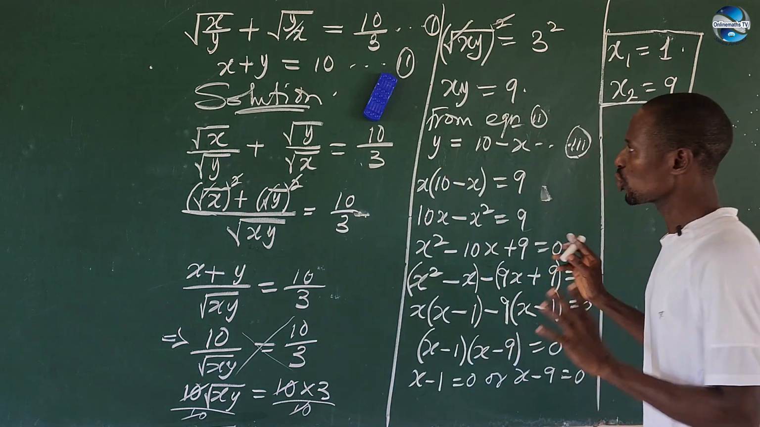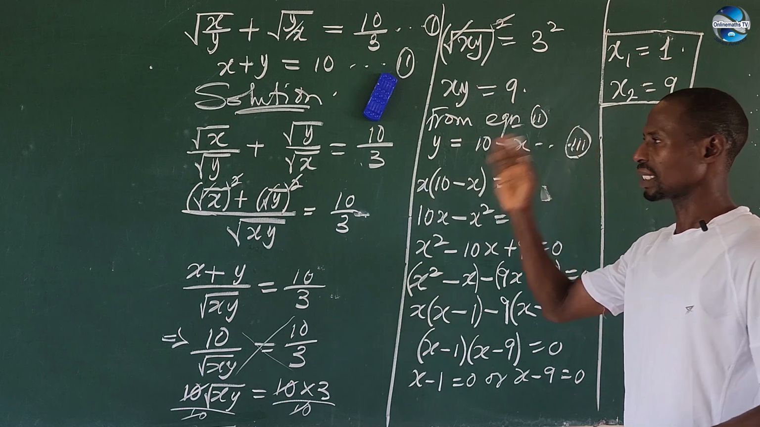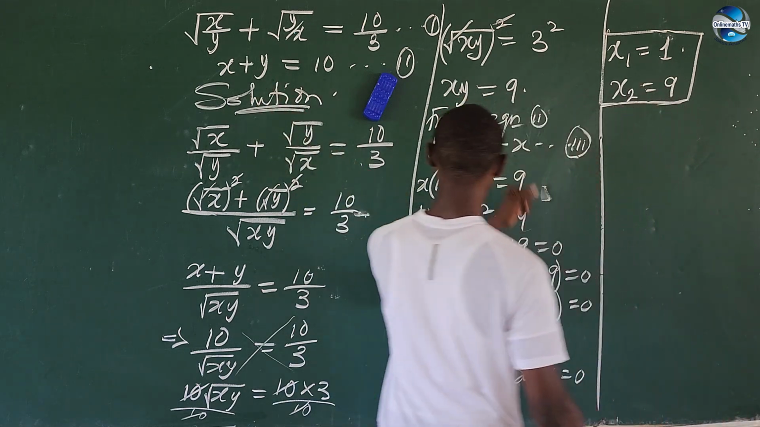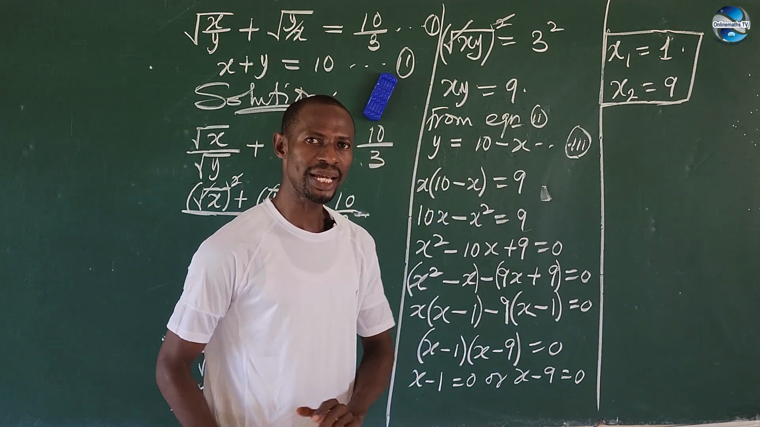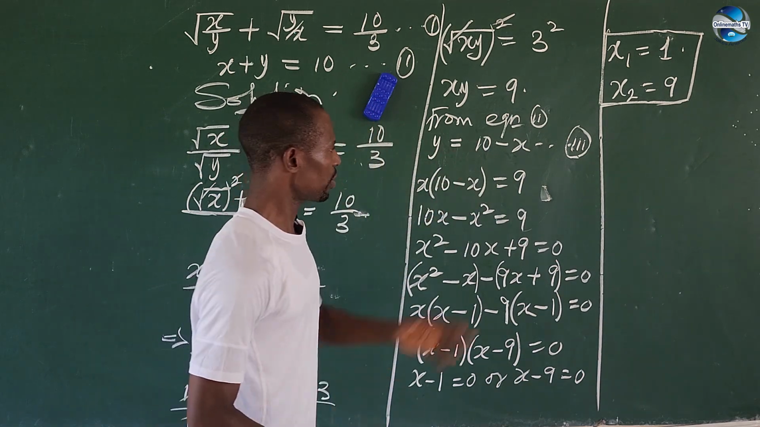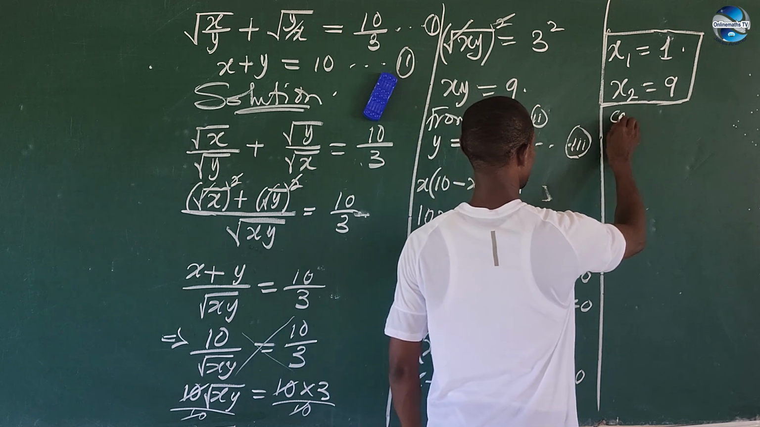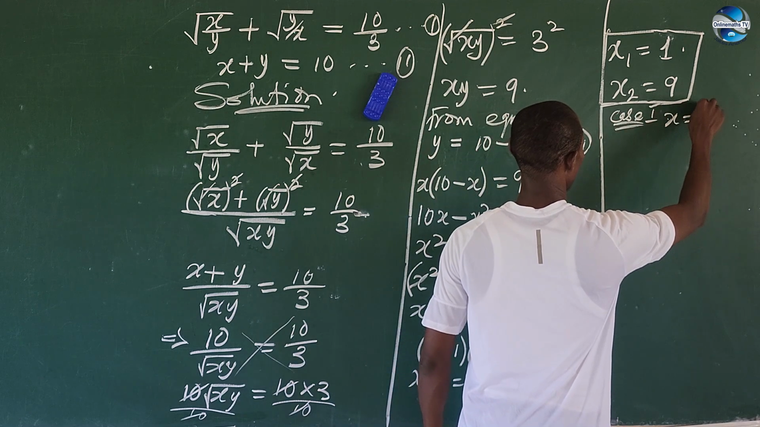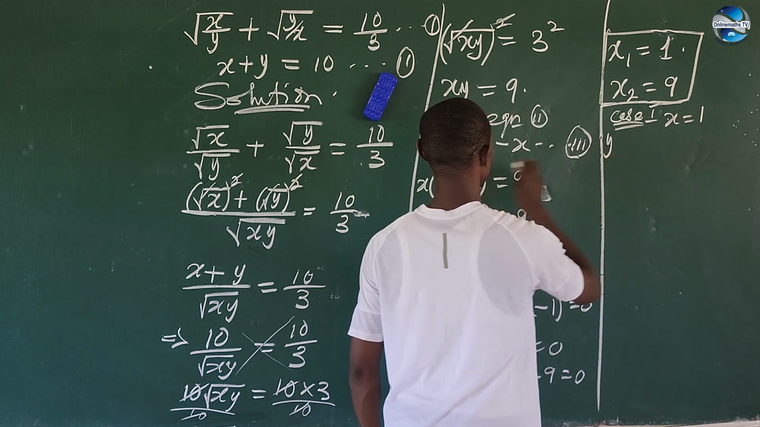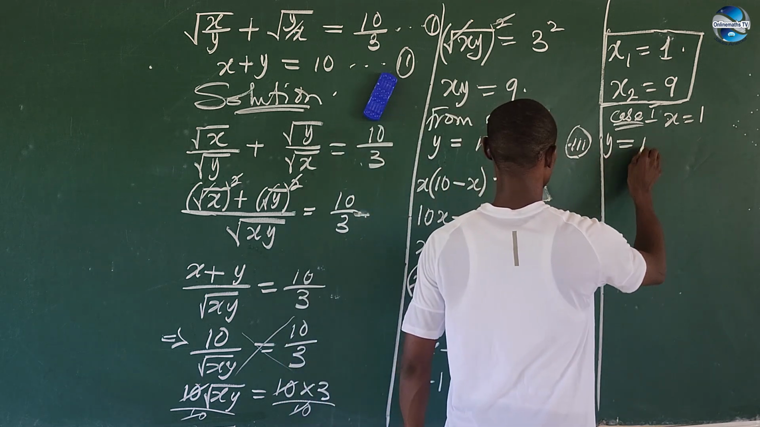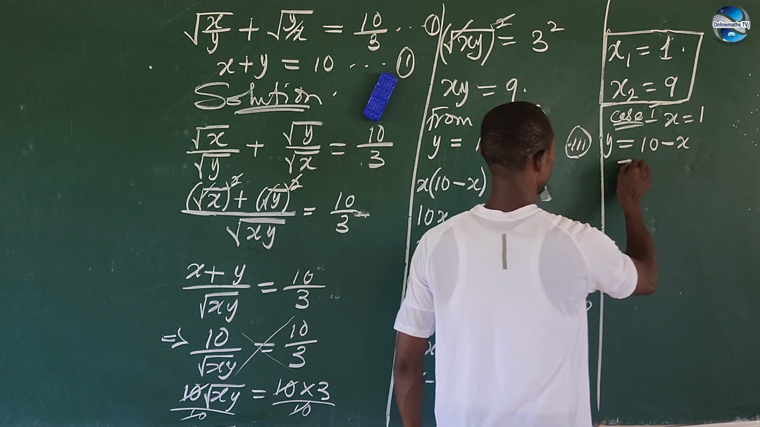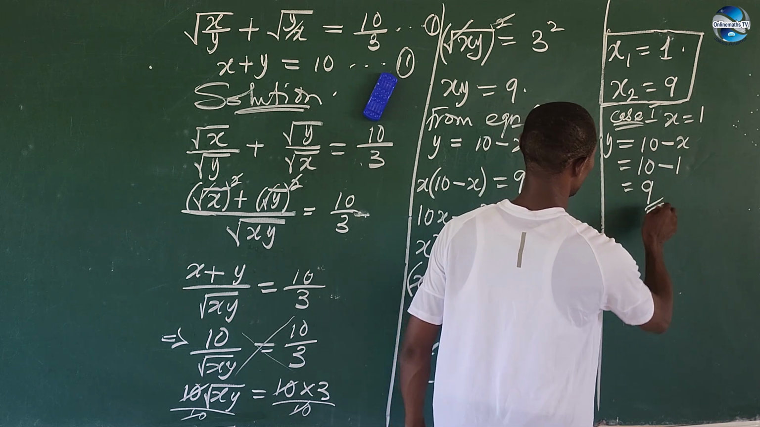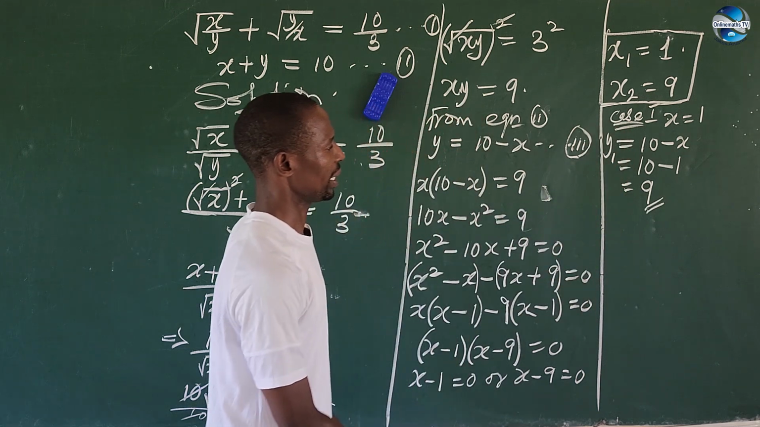Again, we have two variables in this challenge. So how do we get our y here? It's easy. Let's look at this equation. From equation 3, we made y the subject of the formula already. So let's get that from here. We have case 1, when x is equal to 1. Using equation 3, which is y equal to 10 minus x, which is 10 minus 1, is equal to 9. So we've gotten our y1 to be 9 already.